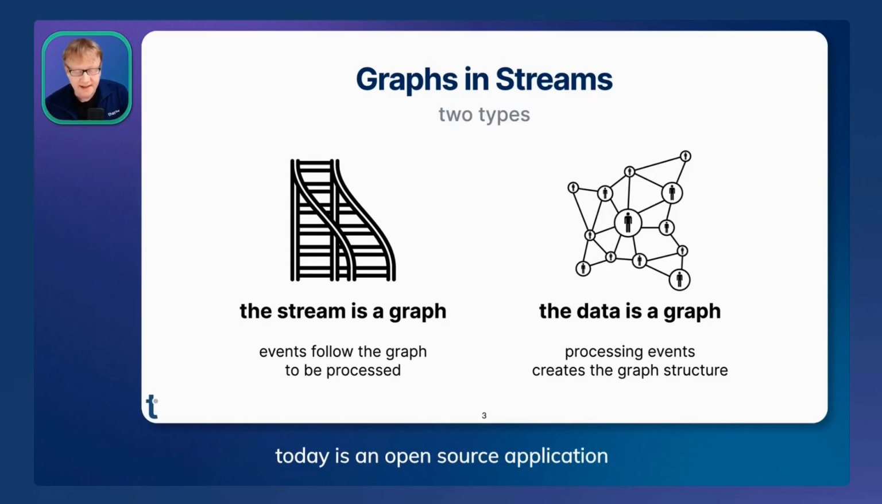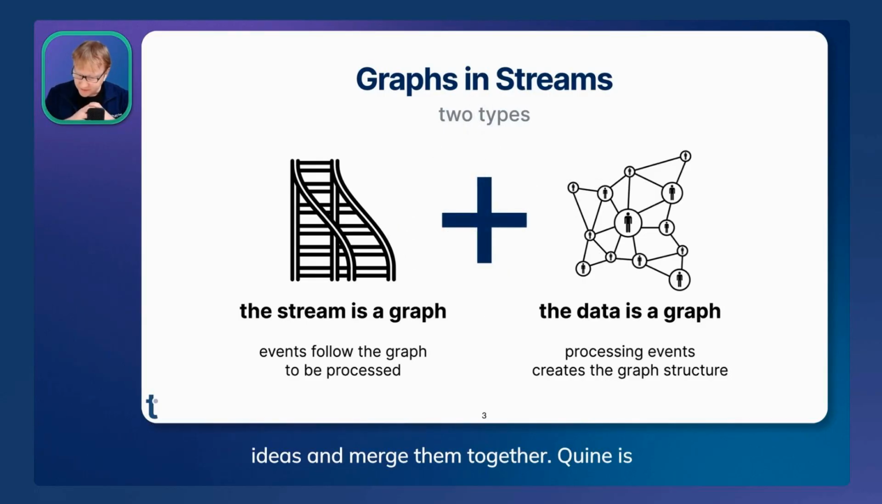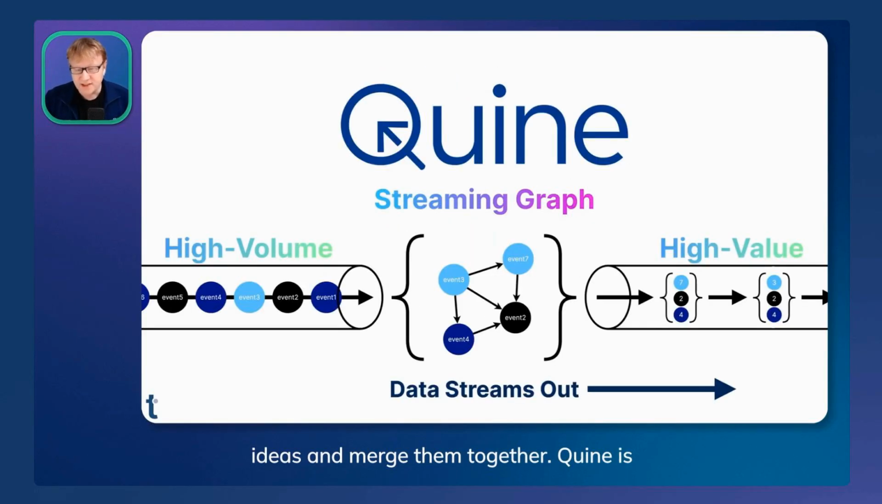What we're going to talk about today is an open source application called Quine, which actually lets us take these two separate ideas and merge them together. Quine is the world's first streaming graph. And the whole idea is that it can do that sort of graph processing in the stream. So you don't have to hold it and wait until the end when everything stops moving, but you can actually do that data processing while it's still flowing.